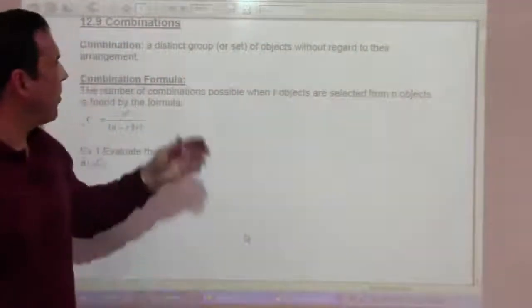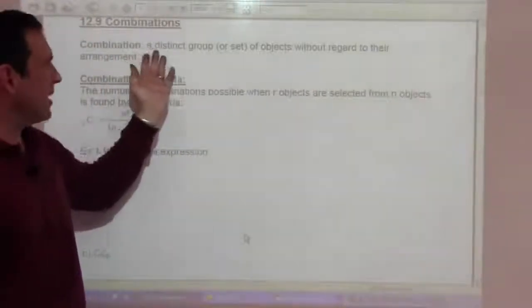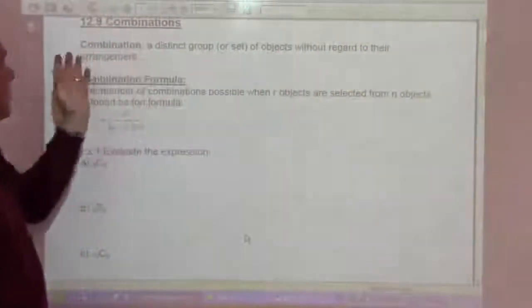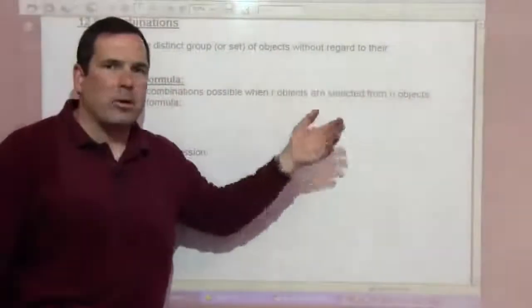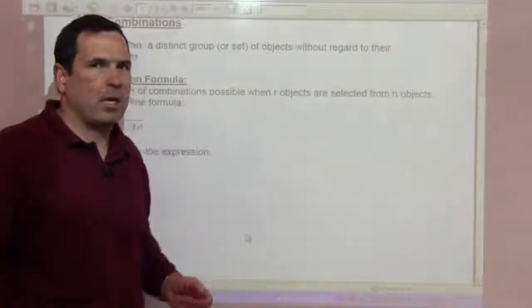We talked last time about permutations, now we're talking combinations. Combinations: a distinct group or set of objects without regard to their arrangement. The order doesn't matter. The first one chosen, last one chosen, we don't keep track of that. We just want to know what the group looks like.